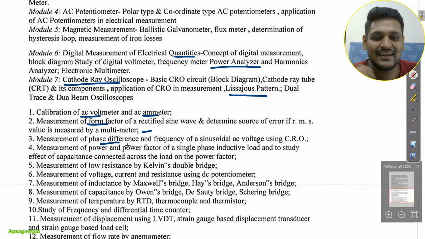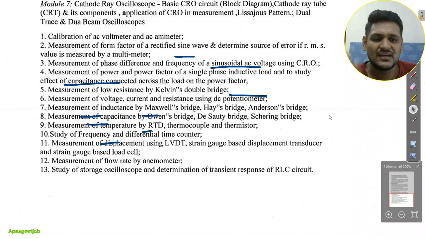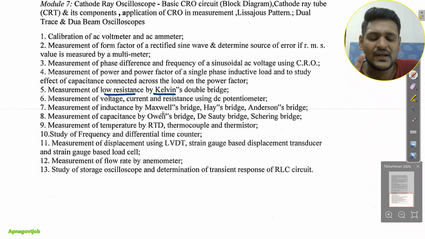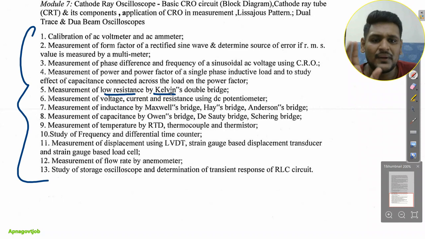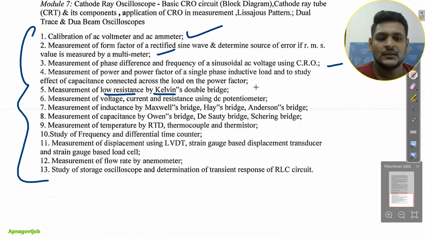Okay, then measurement of low resistance by Kelvin. So see, whatever is mentioned here, only that thing they ask again, so be specific, okay. You should know how to measure this, the analysis part is there now, right. You can go through this if you want, otherwise you can leave it, no need to worry. But from here, I will recommend you do this, okay. Then your measurement of low resistance by Kelvin double bridge.